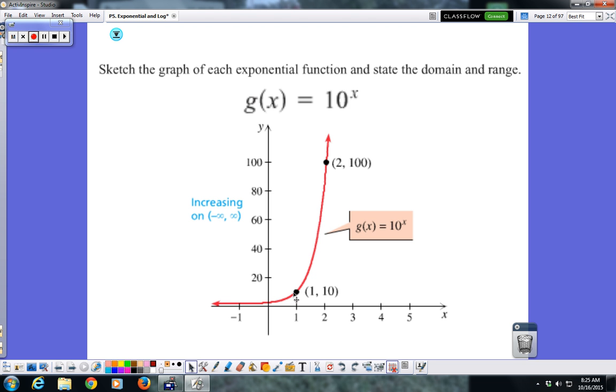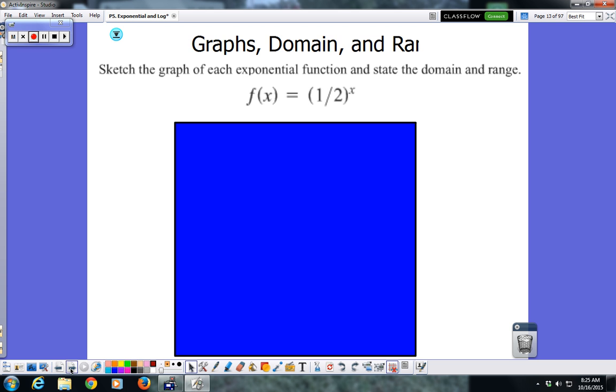At hour 1, you have 10. At hour 2, you already have 100. At hour 3, you already have 1,000, 10,000, 100,000, million. So that's really fast growth. Okay? So it shoots up faster. But again, notice it still crosses at 1 because 10 to the 0 is 1.